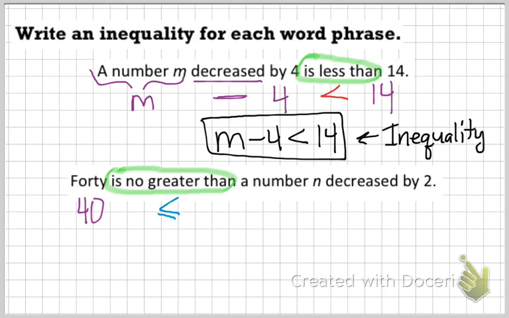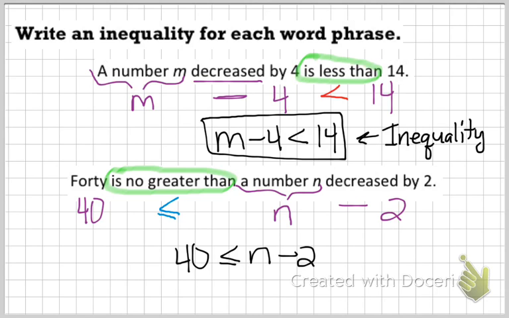A number n, sorry I said m, decreased by 2, so minus 2. In all, I'm going to rewrite this inequality. It is simply 40 less than or equal to n minus 2. And that here is our final inequality, our final answer.